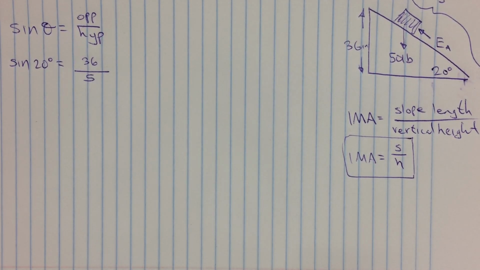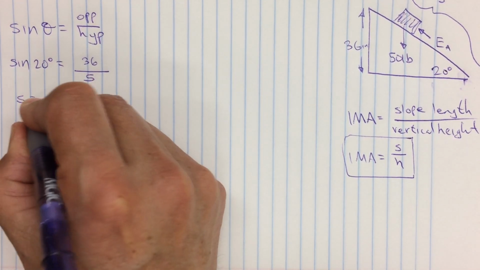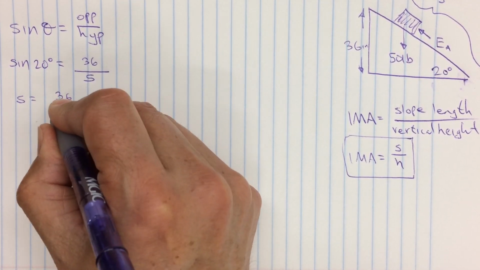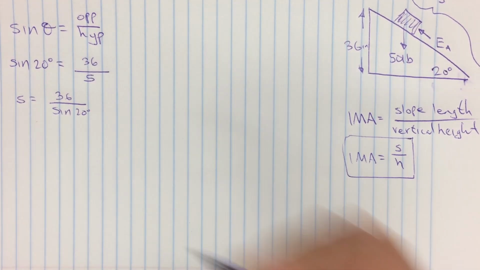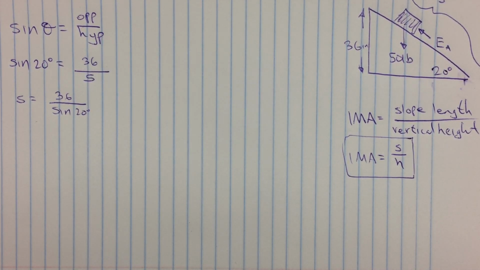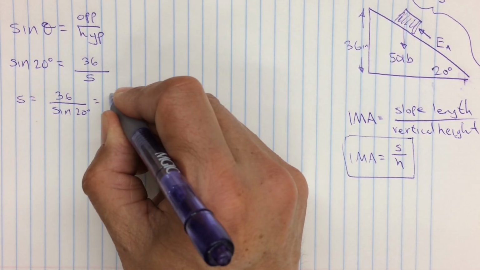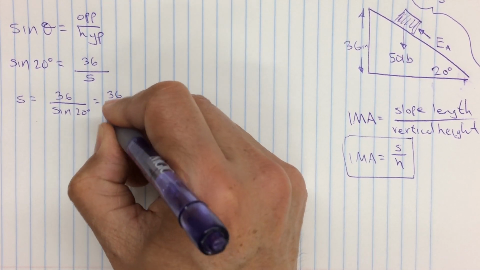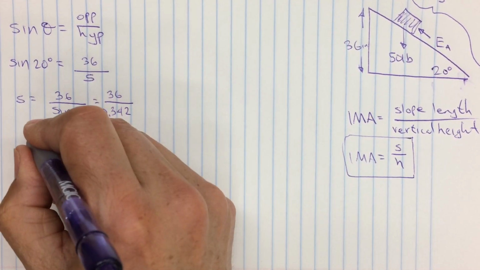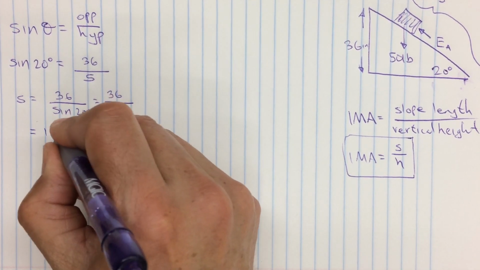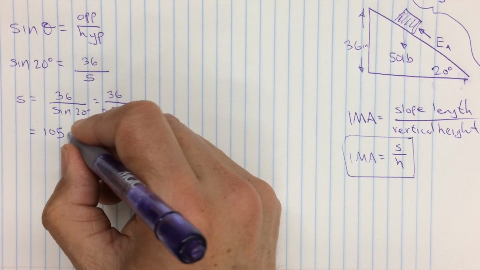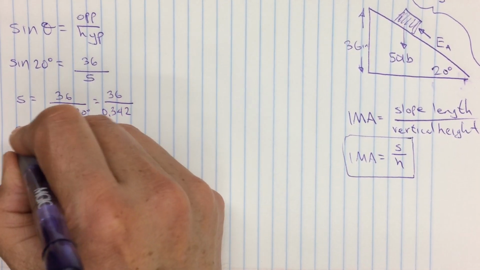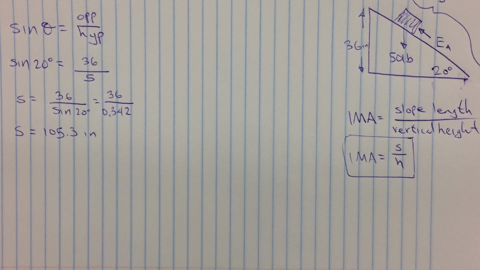And if we move things around with a little bit of algebra, we'll say that S is equal to 36 over sine of 20 degrees. So hopefully you can figure that out on your calculator. Punch in what sine of 20 degrees is, which is equal to 36 over 0.342, giving us 105.3 inches. Okay, so that's what S is, the length of that slope.